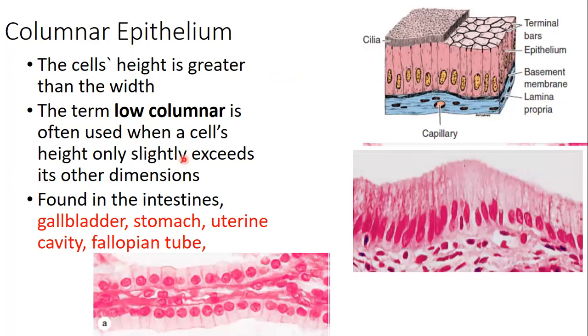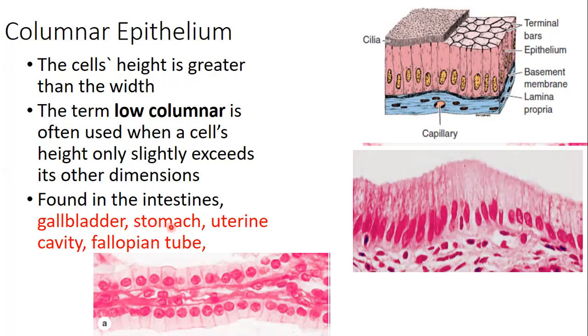So where do we find such epithelium? It is found in body organs that are specialized for secretion. For example, the gallbladder. The gallbladder will store bile, which is produced by the liver, and only secrete bile when it is needed, especially when we ingest food that is rich in lipids or fat.